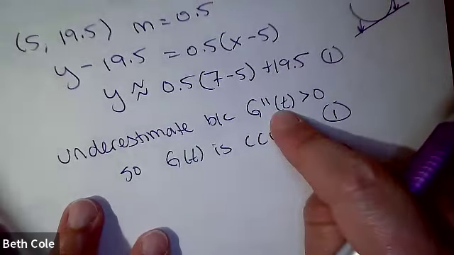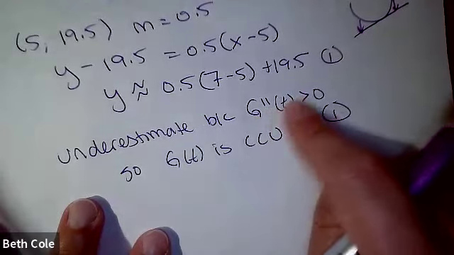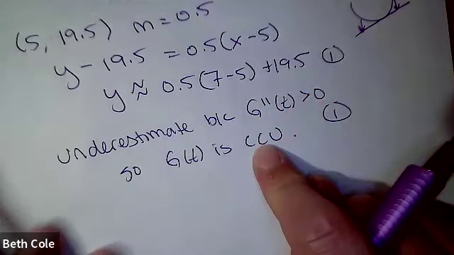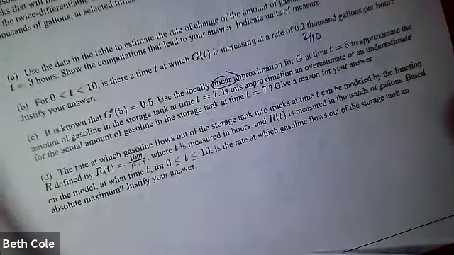You can't just say G double prime is positive. They said that in the question. You have to connect the fact that the second derivative is positive with the concavity. You have to connect those two concepts together.